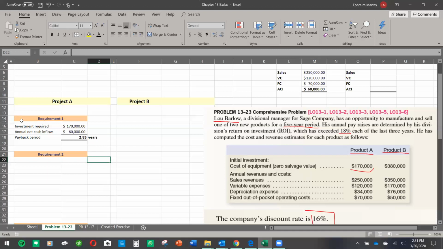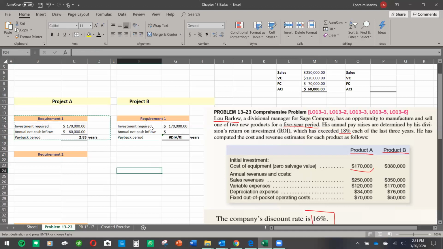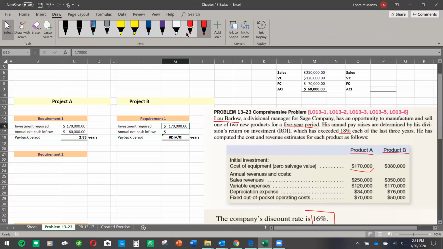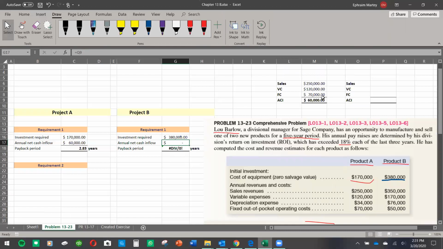Great. Now let's compare that to project B. Project B, we will copy and paste this one here. What is the investment required for project B? Investment required is $380,000. So we'll put in $380,000 here. Okay, but what is the annual net cash flow? We will do the same thing we did with product A. The sales are 350,000. We have here 350,000. What is the variable cost or variable expenses?